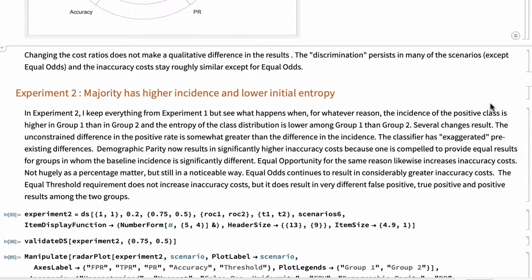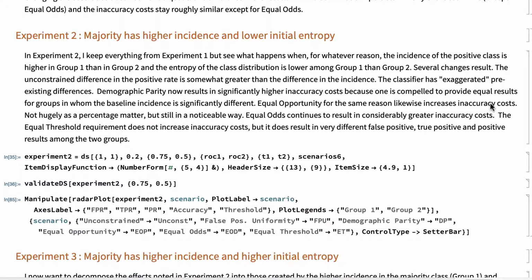Okay, that's experiment 1. Well, what about experiment 2? In experiment 2, I'm going to keep everything from experiment 1, but I want to see what happens when the incidence in group 1 is actually higher than it is in group 2, for whatever reason. Maybe there's no causal relationship, but maybe because, for example, members of group 2 tend to be poor, and poverty does relate to probability of success, inversely, the minorities end up doing more poorly.